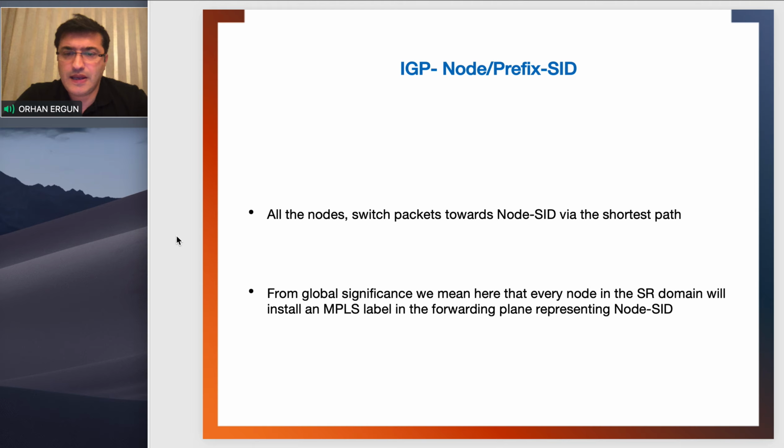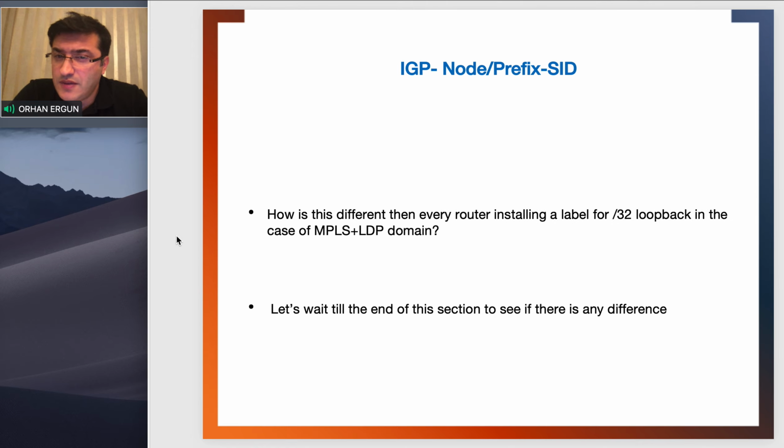So what we are saying is we are deploying an MPLS label in each and every segment routing running router, guys. How is this different from every router installing a label for a /32 loopback interface in the case of MPLS with LDP, not with SR, but with LDP? So we will talk about it. Let's wait a little bit to see if there is a difference with installing a label with SR or with LDP. LDP, still today in 2021, is the most common MPLS labeling protocol for the transport.